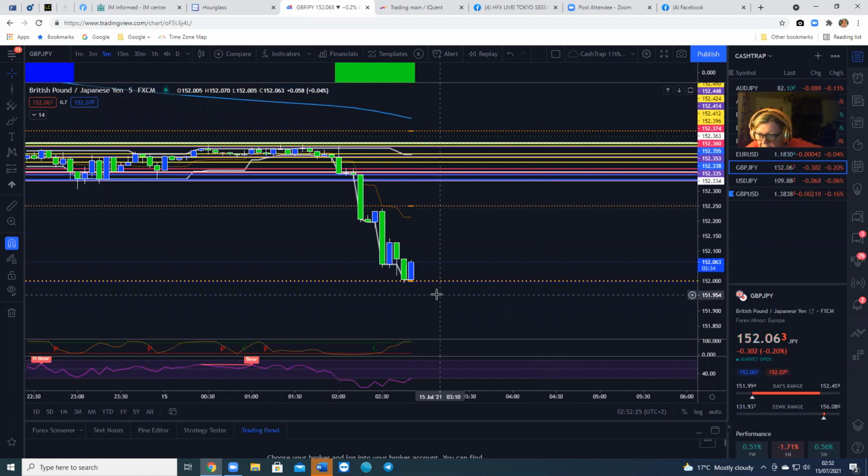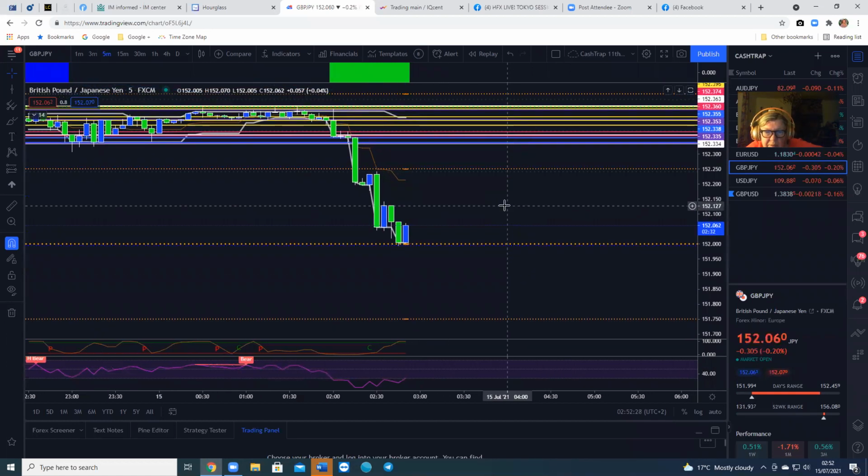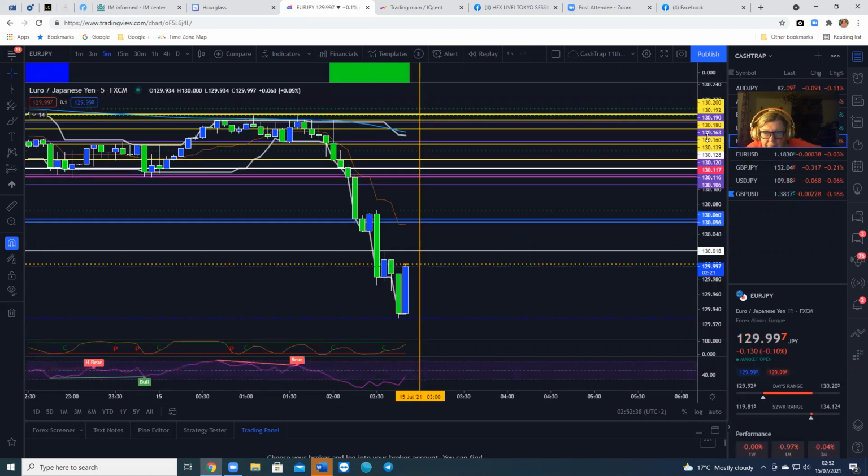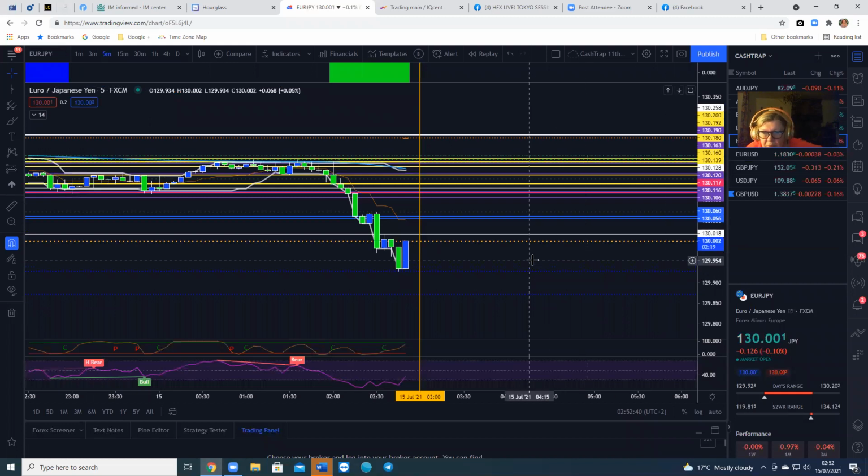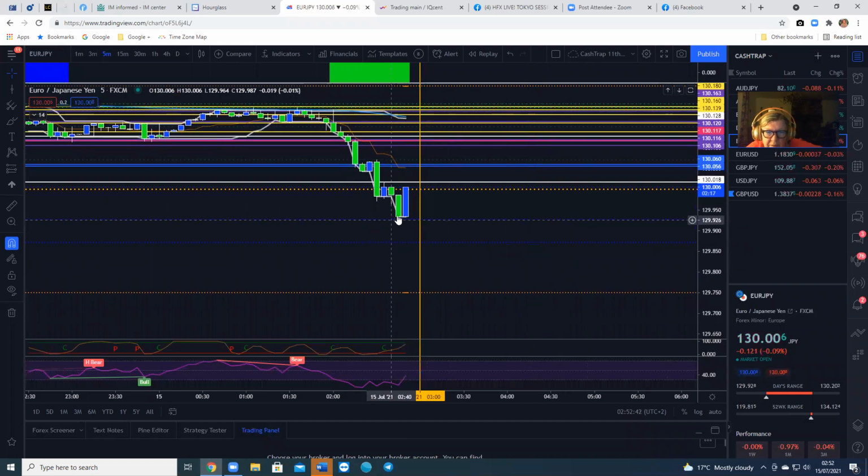Bang on that level. Right, let's stick to the Euro JPY then. Okay, that's right back up as we said we wanted it to be. That white is a daily line, 019.